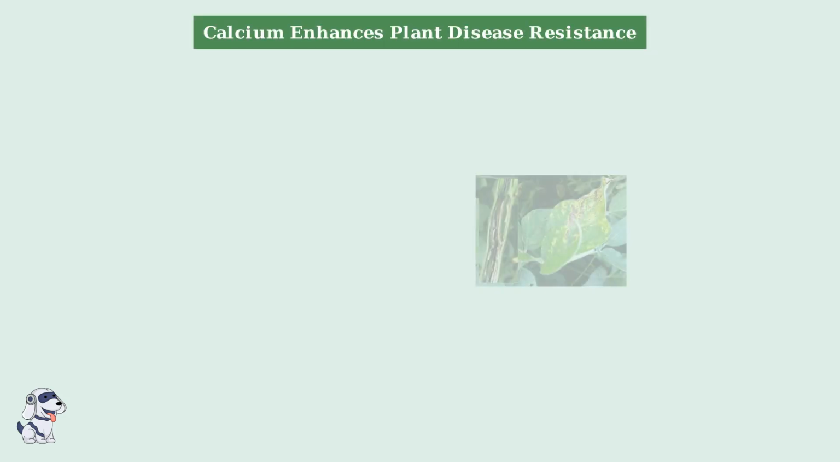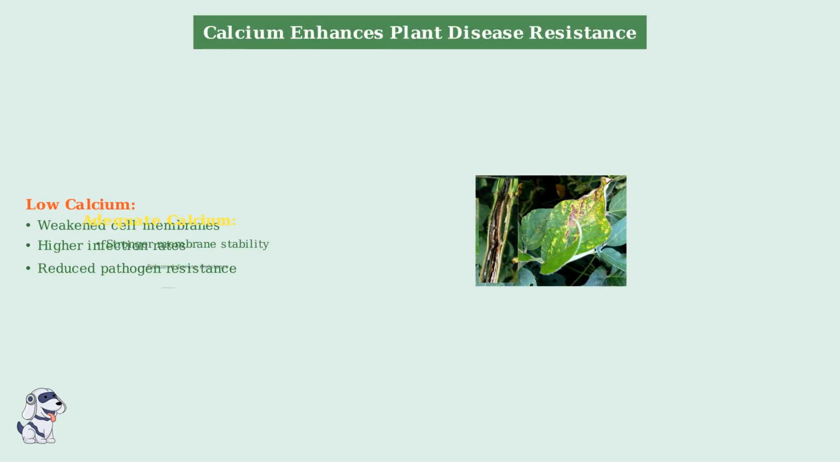These sensors, including calmodulin and calcium-dependent protein kinases, translate calcium concentration changes into specific cellular responses. Recent research reveals calcium's crucial role in plant defense mechanisms. Adequate calcium levels enhance resistance to pathogens like bacterial wilt in tomatoes and significantly reduce stem rot diseases in soybeans.